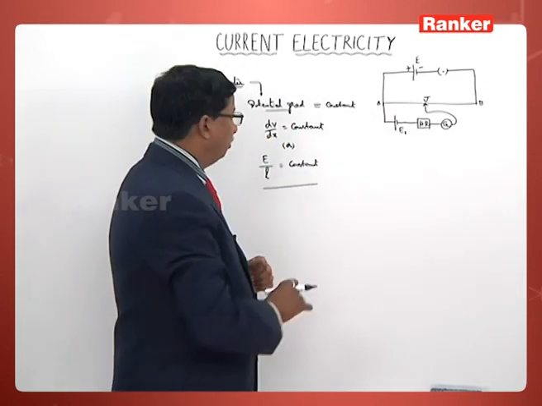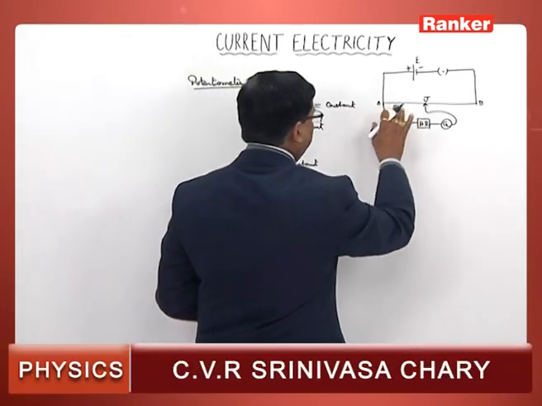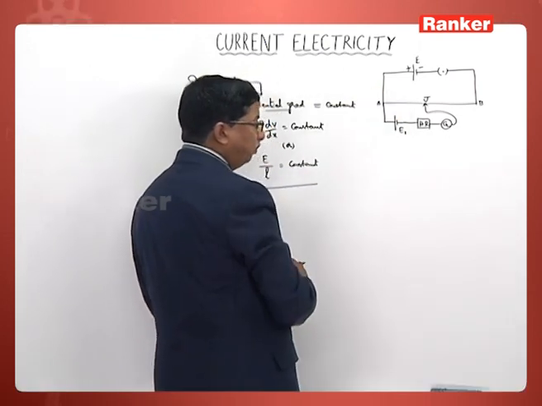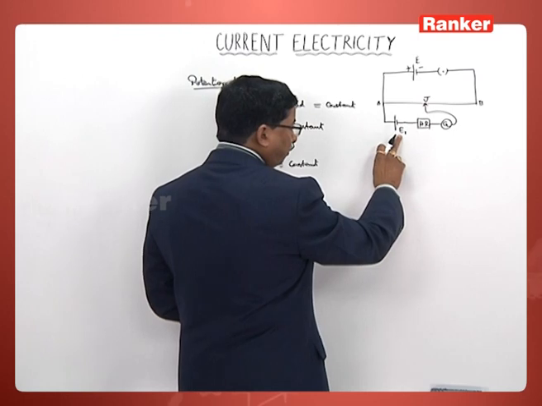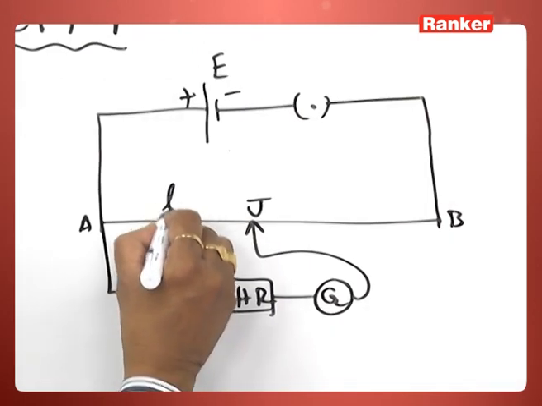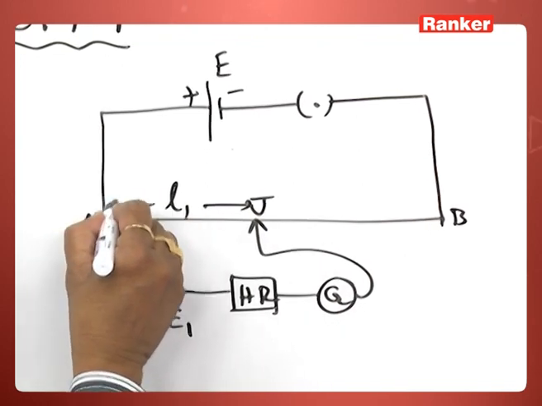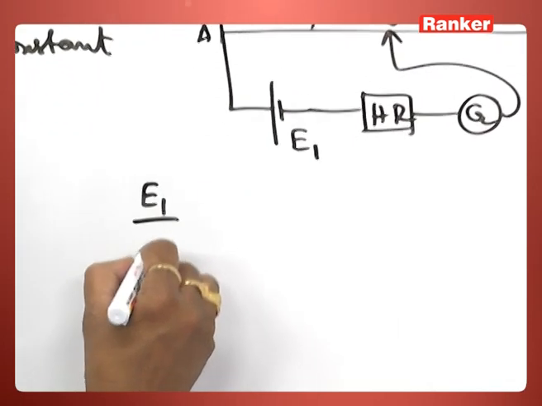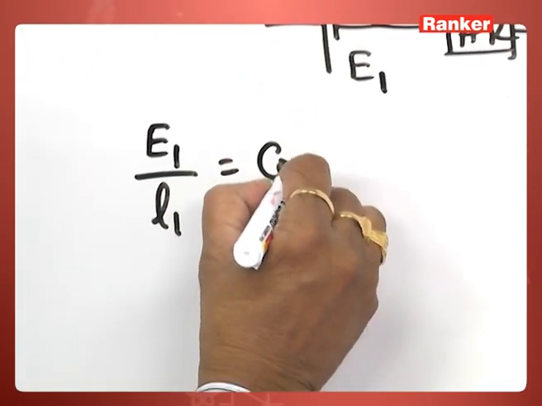Come to the second one. What exactly are the different equations of the potentiometer? I'll simply remind you. When we are taking up one cell connected here of EMF E1, let us take the balance length here as L1. Then what can I write here? E1 by L1 will now be a constant.